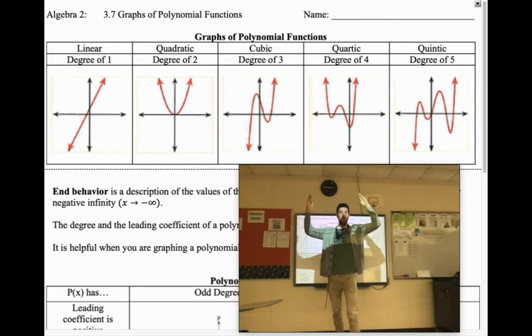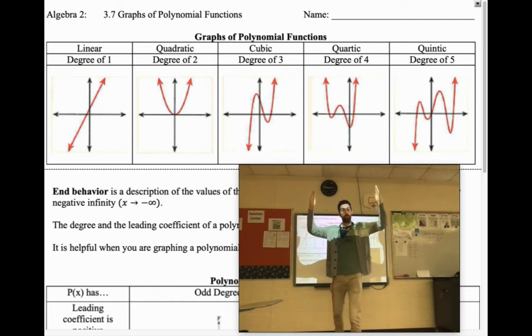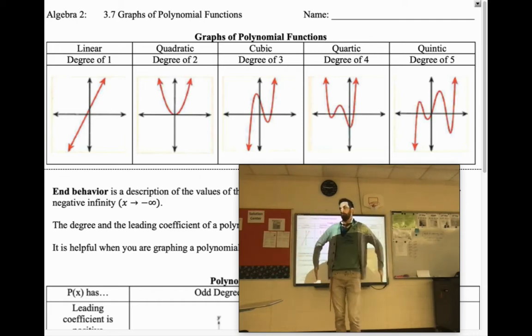Now even degree starts at the top, ends at the top. Or if the leading coefficient is negative, it starts at the bottom and ends at the bottom.